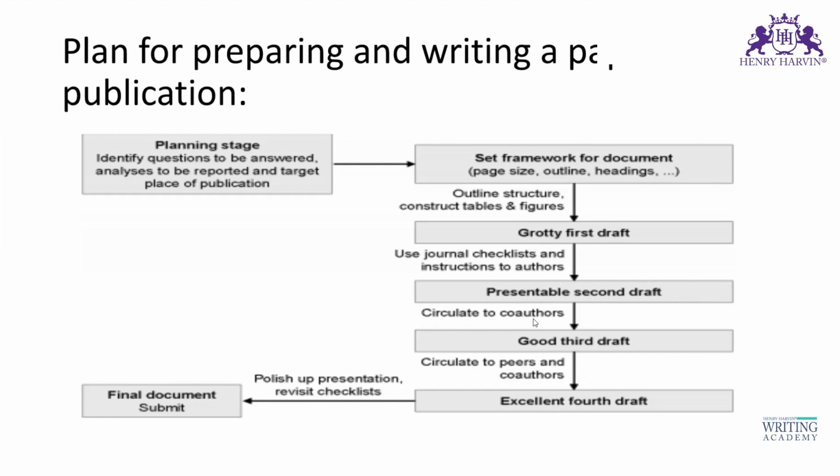We can get it circulated to the review team or to the peers, and then we will have an excellent fourth draft. So they are going ahead for the 3 cycles of review. Okay, first, second, third, and finally the fourth draft. And then we polish all the presentations, revisit the checklist, and finally we submit it. So you can see there is an entire cycle before going ahead and submitting your paper, right? So you will have to follow all these steps before going ahead and doing that.